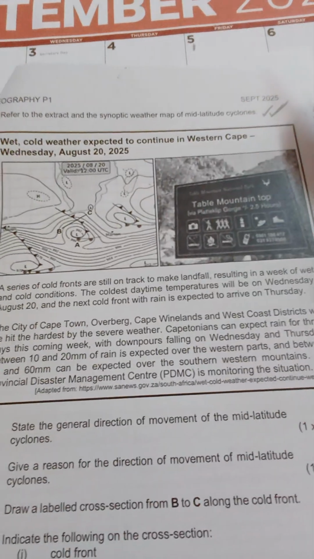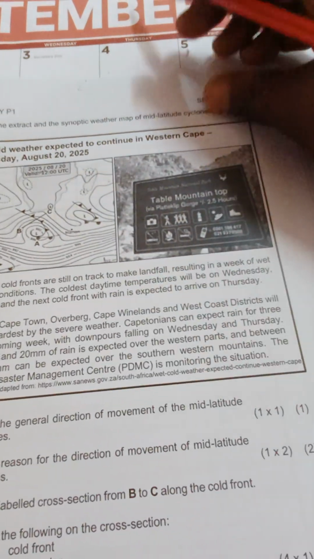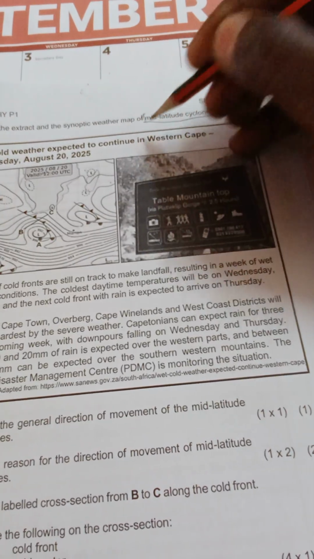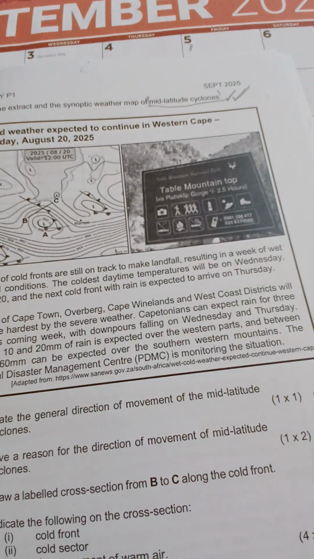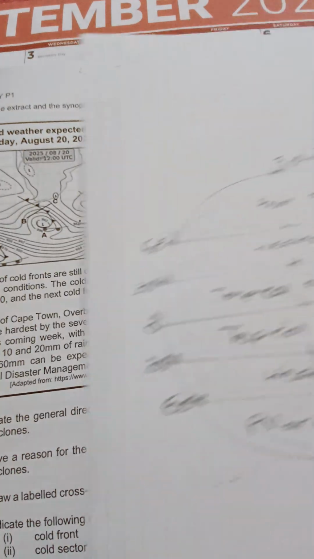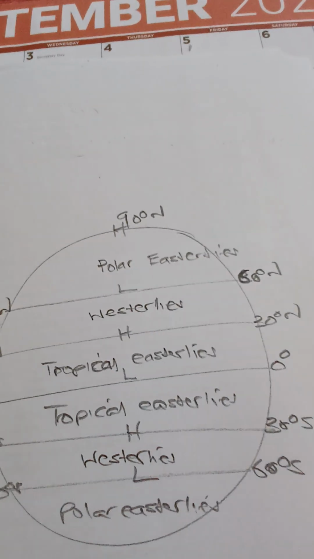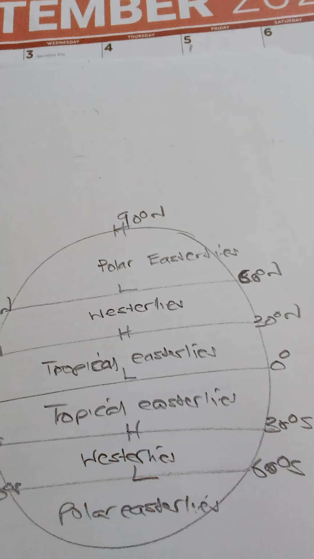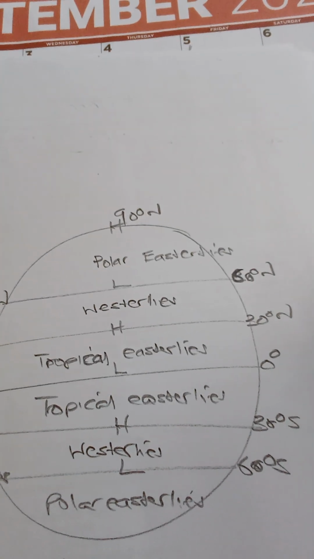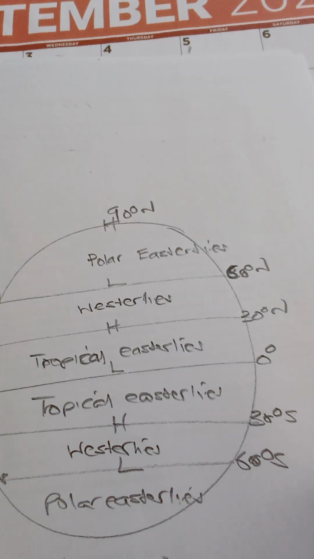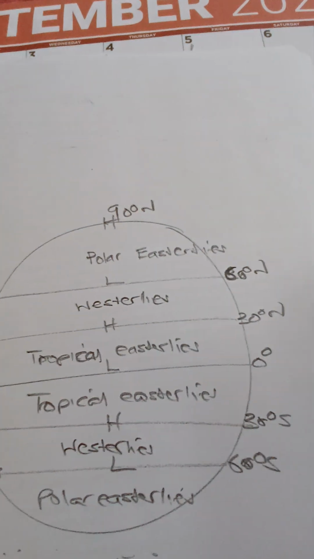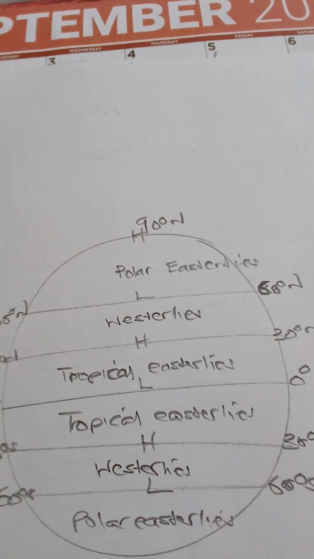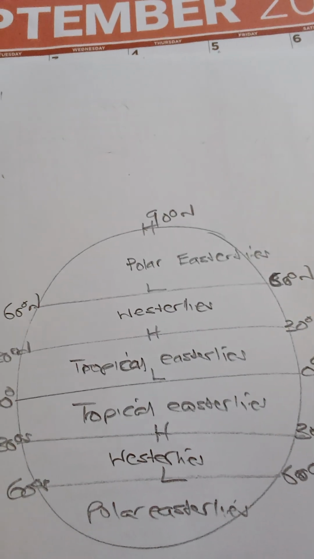This one reads: refer to the extract of synoptic weather map on mid-latitudes. Before I attempt to answer this question, I just want to highlight one or two things to make your life easier. I've come up with this diagram about our global air circulation. This is what is going to help you understand and never forget where and also how these mid-latitude or tropical cyclones are formed. The first thing you need to know is where your easterlies are situated and where your westerlies are situated.